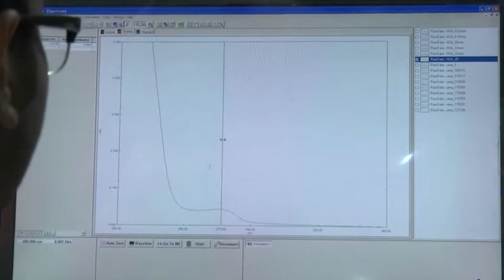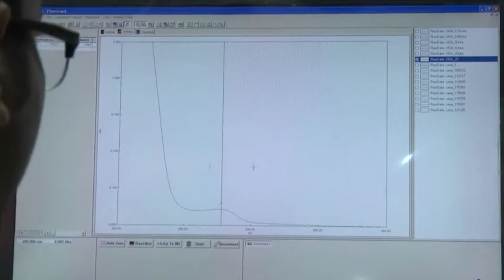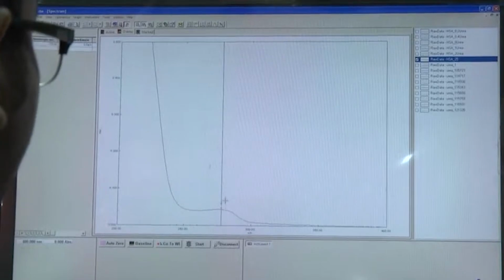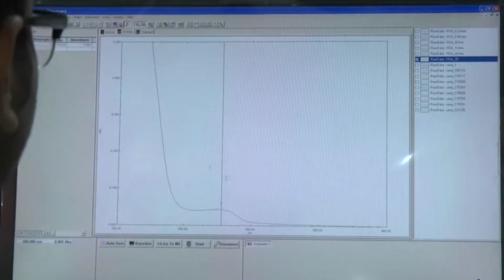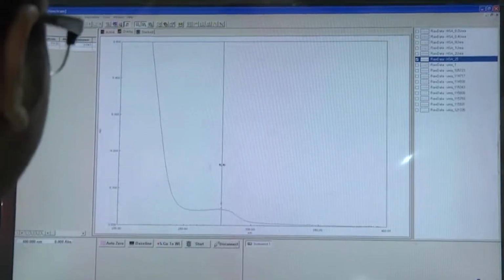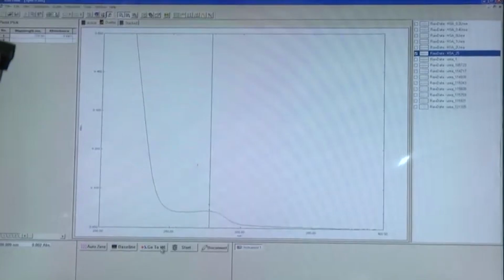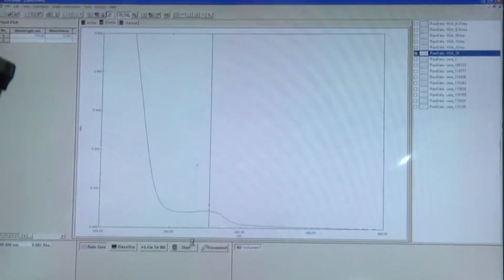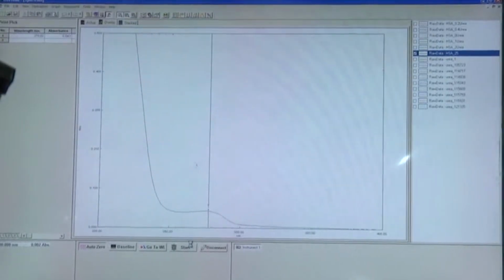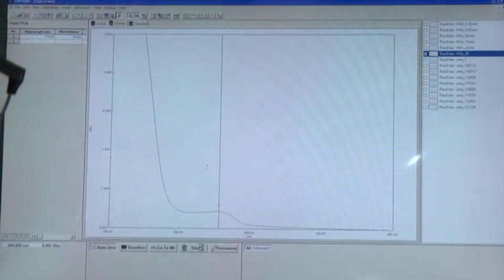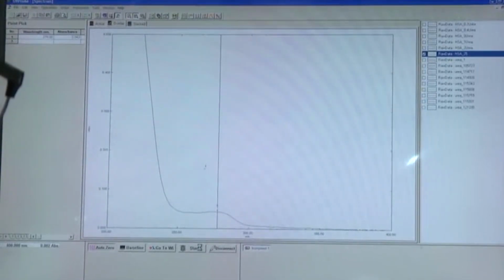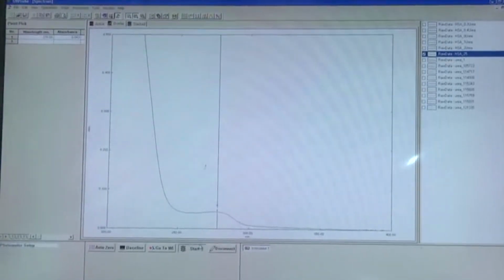Now, we are going to see its absorbance in the same region at 37 degrees centigrade. For this, let us go auto zero once again, and start.